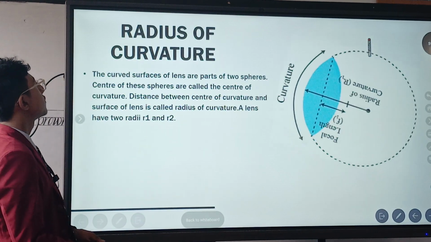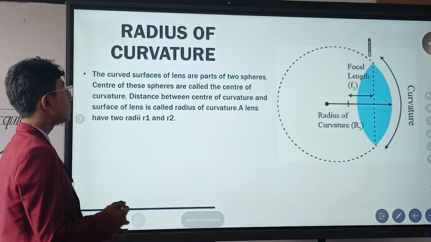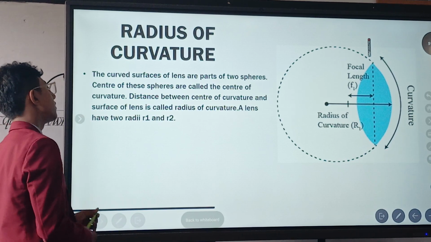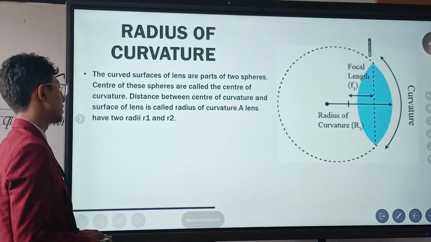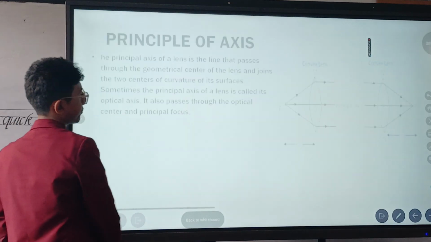Next one is the radius of curvature. The curved surfaces of lenses are parts of two spheres. The centers of these spheres are called the centers of curvature. The distance between the center of curvature and the surface of the lens is called the radius of curvature. A lens has two radii, radius 1 and radius 2.